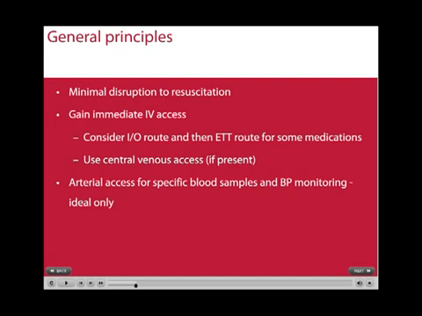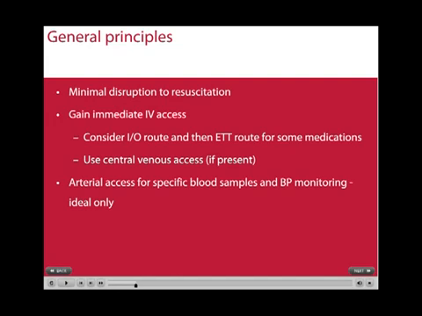Some general principles include minimal disruption to the actual resuscitation going on, that is, cardiac compressions. You should try and gain immediate IV access, and if you can't, then you should go for the next best route, which is intraosseous. Finally, there is the endotracheal route for some medications. However, this has been de-emphasized significantly in the newer guidelines. If able, use central venous access. However, not all patients have that.